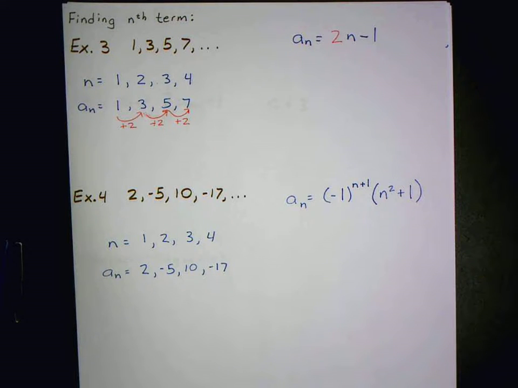Wait, but how would that work for a negative 17? Because I do the negative after I add the 1. Gotcha. So what I did is I take 4 squared, which is 16, plus 1, which is 17. Then I take it times the negative. Okay. Yeah.